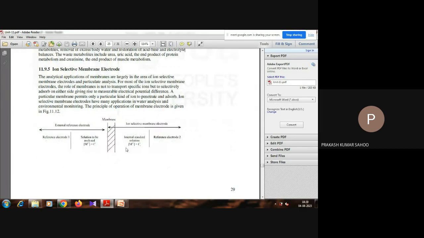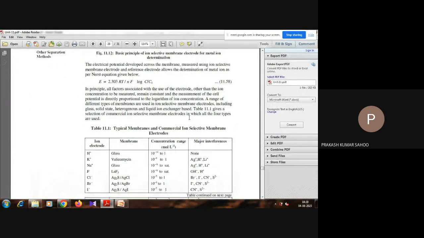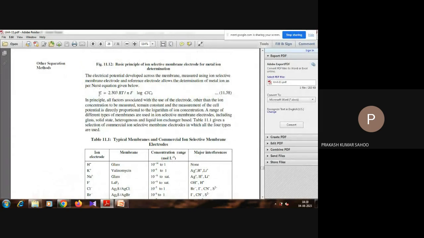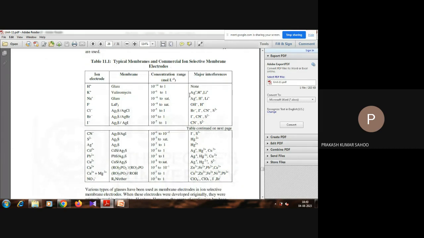And another membrane type is the ion selective membrane electrode, just like your dialysis process. We have the equation from the Nernst equation, E equal to 2.303 RT by nF log C by CS, and these are the membrane, its concentration range, and measured interferences. We have H plus, glass is the membrane, 10 to the minus 14 to 1 molar concentration, and none of the major interferences are there. These are the examples.